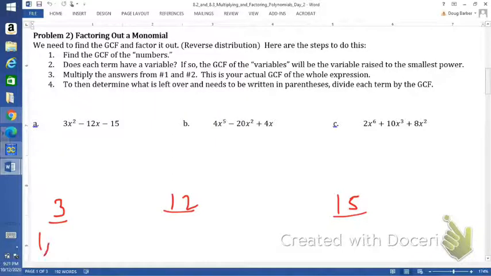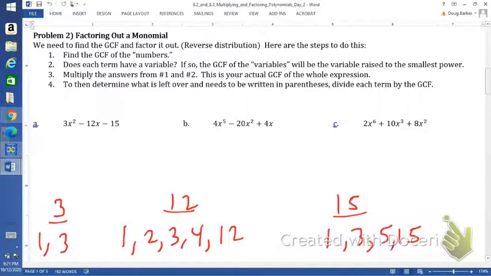So factors of 3 are 1 and 3. The factors of 12, we have 1, 2, 3, 4, and 12. And then the factors of 15, we have 1 times 15, and we have 3 times 5. Now the greatest common factor of all 3 is going to be 3. Write that down. Now, does each term have a variable? The answer to that question is no. The negative 15 does not have a variable. Therefore, the greatest common factor is just 3, and we can go to the fourth step.